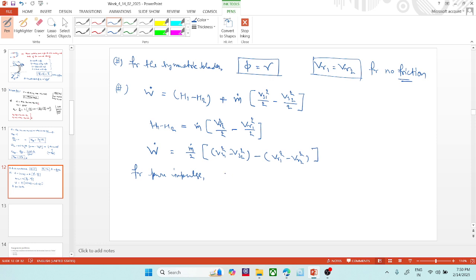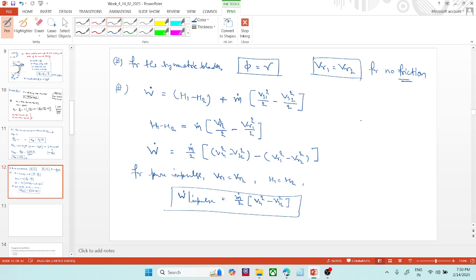Okay, so for the pure impulse, the relative velocity would be the same and enthalpies would be the same. So the power for pure impulse would be half of m dot into the absolute velocity at inlet minus the absolute velocity of the jet at the exit. So this is the formula for power for the pure impulse case.